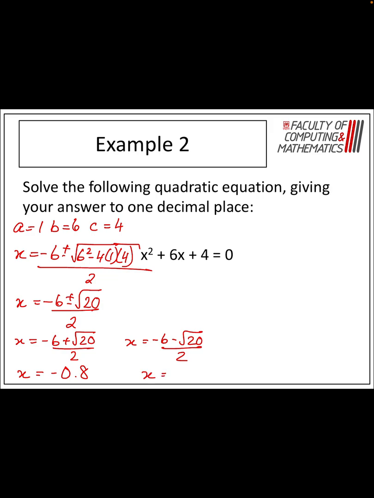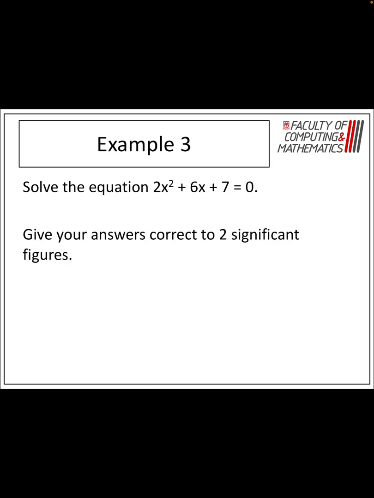And x is equal to negative 5.2. Okay, now both of the formulas worked, okay? Everything worked out quite nicely, but what happens if it doesn't work? And I want to show you what happens, okay? So solve the equation. Now it looks like a normal quadratic equation and a normal formula equation. I've got a is equal to 2, b is equal to 6, and c is equal to 7. Okay, so let's chuck it straight into the quadratic formula.